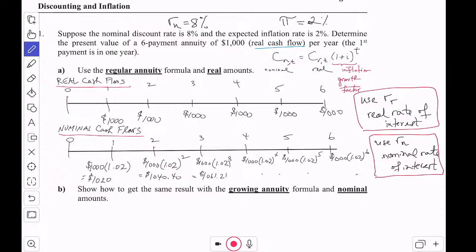Let's first do part A. Let me write the formula out. I'll make some room. So for part A, the present value at time 0 is the regular annuity with $1,000 and the real rate, right? I'm just going to put in the symbol for now, and we're going to make the calculation.